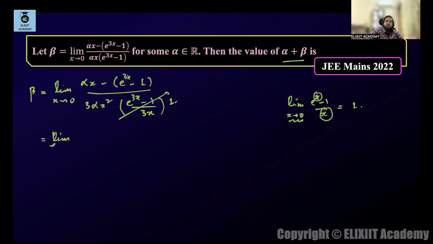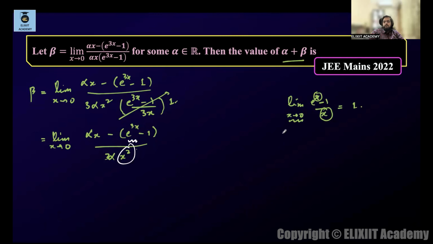Limit x tends to 0, (alpha x minus e raised to the power of 3x minus 1) divided by 3 alpha x square. So now can you see the number? This 3 alpha is a constant. So now this number is clearly visible, that how much we need to expand. X square is there, right? So we need to expand e raised to the power of 3x for just 2 terms only, till the x square terms.